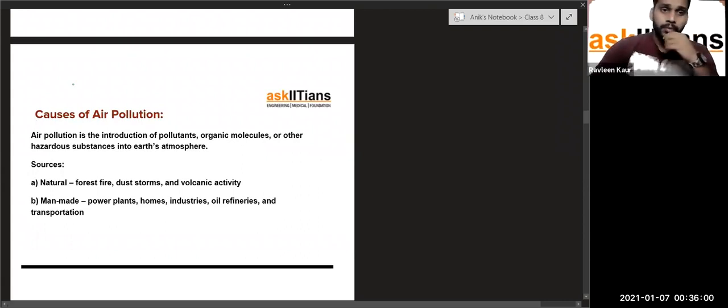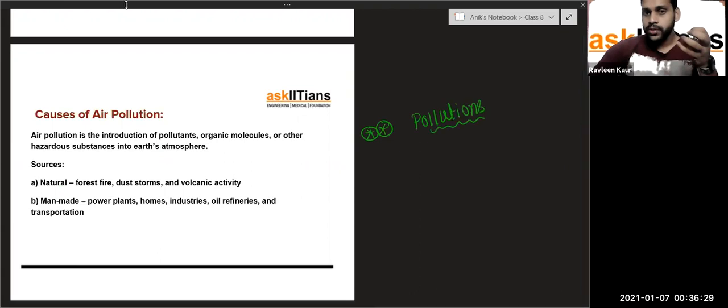Now, causes of air pollution. What are the main causes of air pollution? As I told you already, there are different types of ways through which you can get air pollution. The first thing is the natural sources that I have already told you about. So what are the different types of sources through which this air pollution occurs?